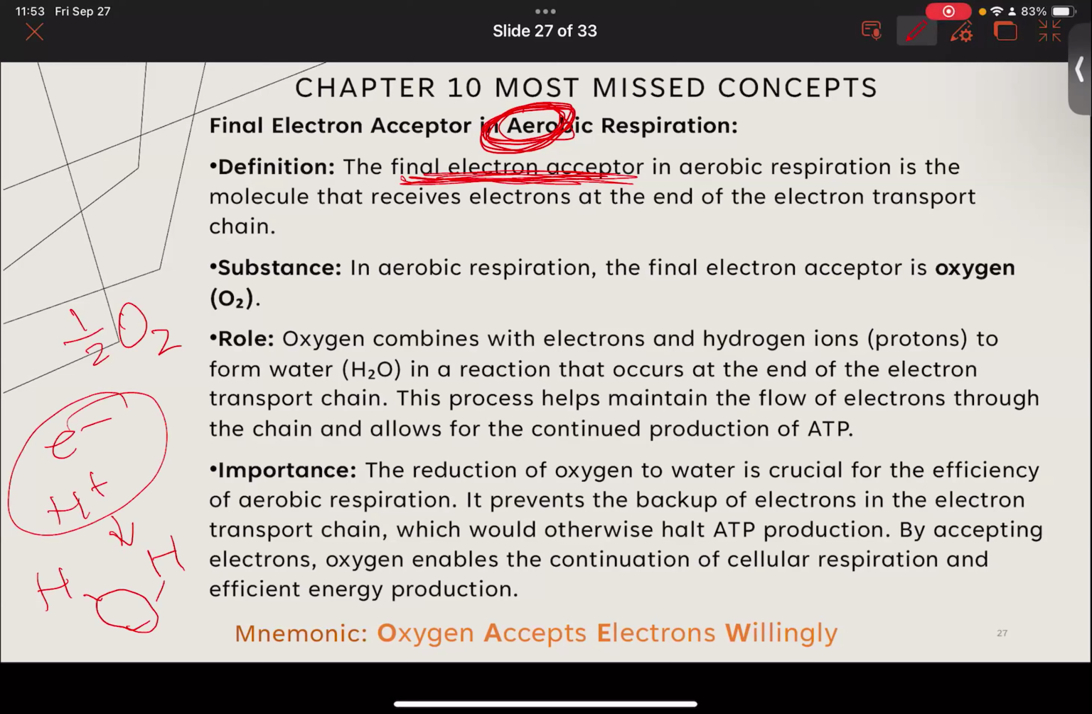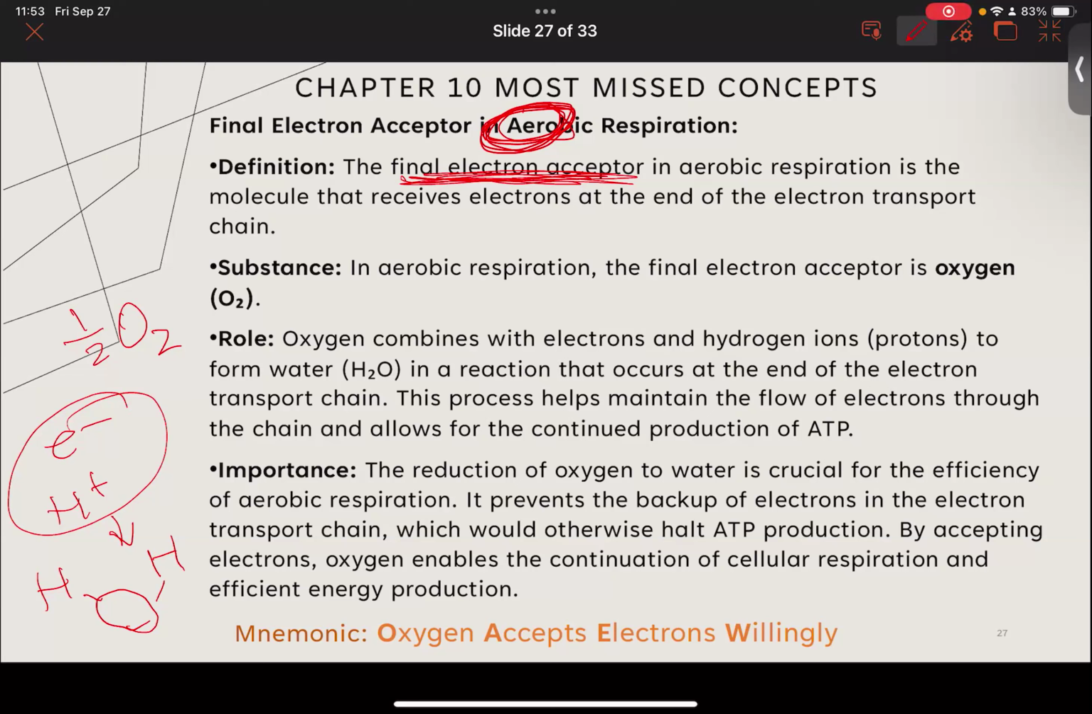H pluses, by the way, they don't share electrons. Why do H pluses not share their electrons with things? Because they don't have any to share. They have to have electrons to share electrons. All right, so this is what's happening.